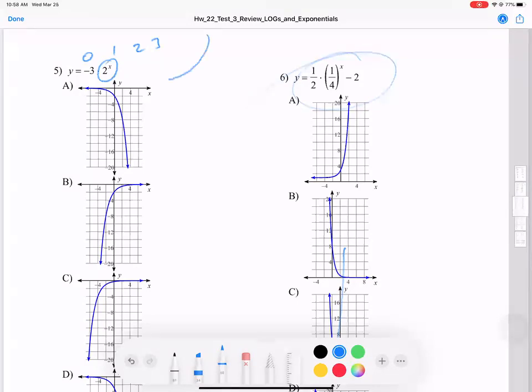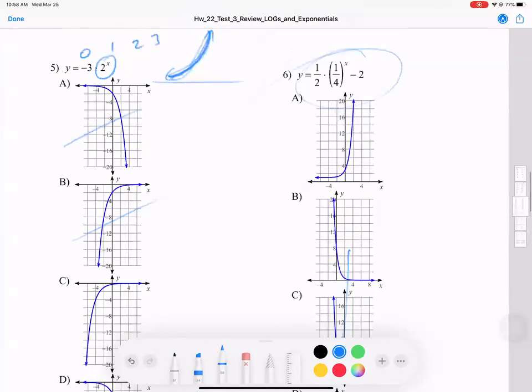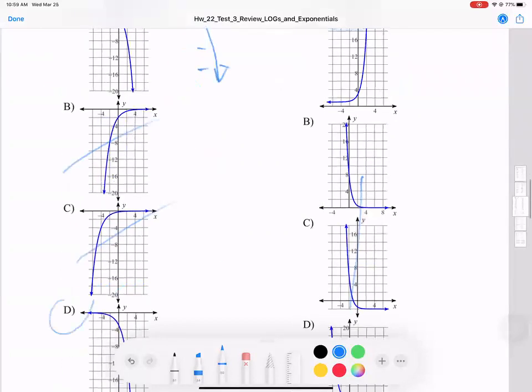Exponential graph, 2 to the x, so it goes this way. And as x gets bigger, so does my graph. So not A, not B. A negative in the front makes my graph go down this way, because all the positive values become negative. The more positive you are, the more negative you become. It could be A. It can't be B. It can't be C. And it could be D.